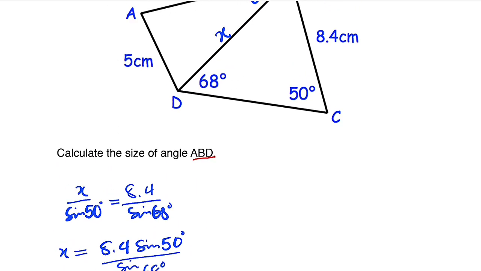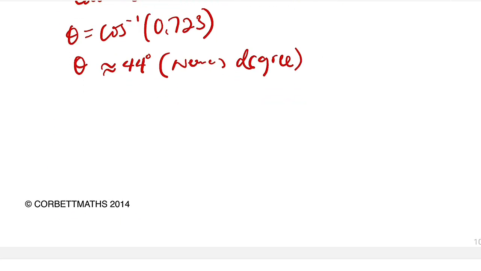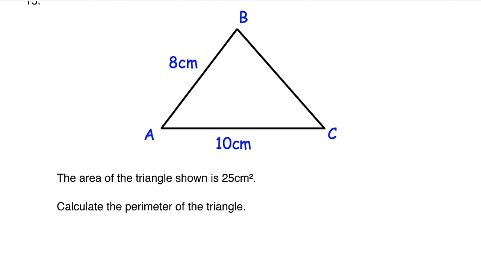Is that what we are looking for? Yes, we are done with this question. Let us move on to question number 15.